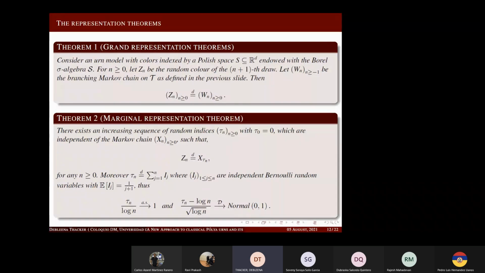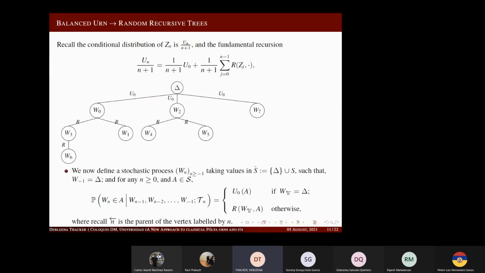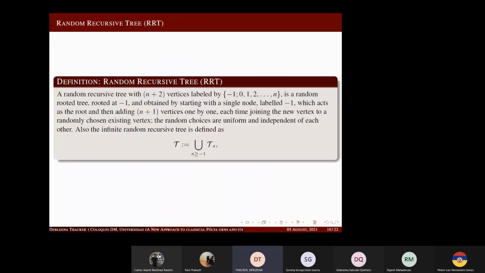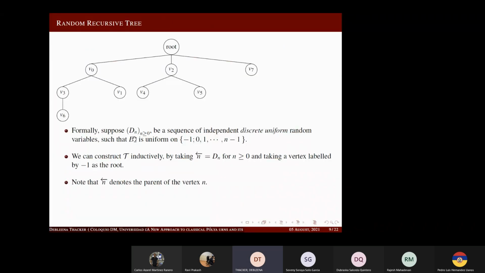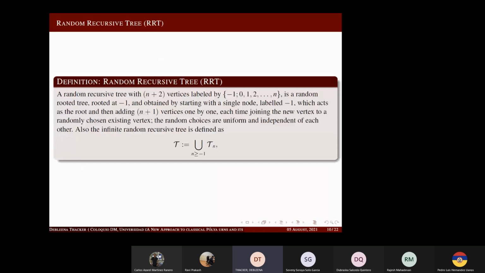But before we go there, we must note down a couple of points. So let's go back here. This sequence Dn are independent discrete uniform random variables, and they are independent of the urn process itself, right? So the tree structure on which we are defining the entire process is independent of the urn model, and that's a very big bonus for us in this construction.